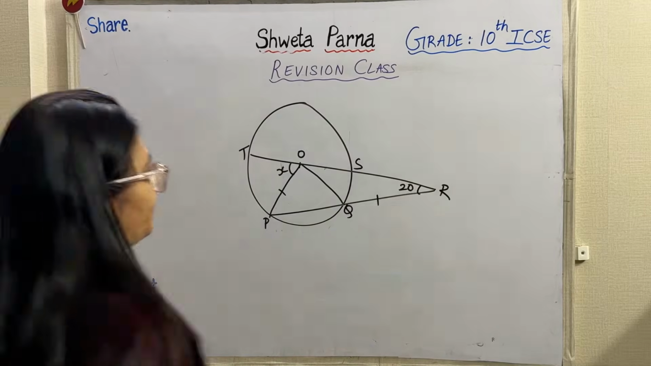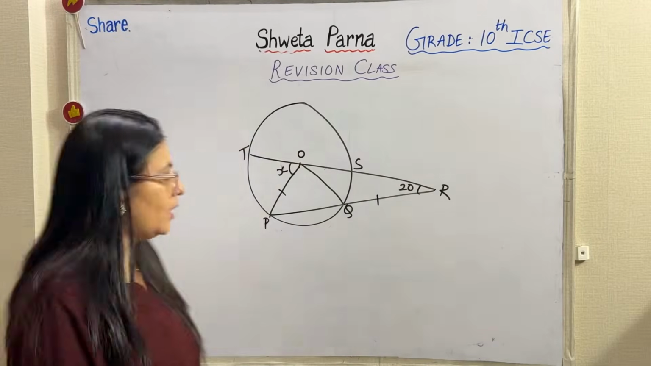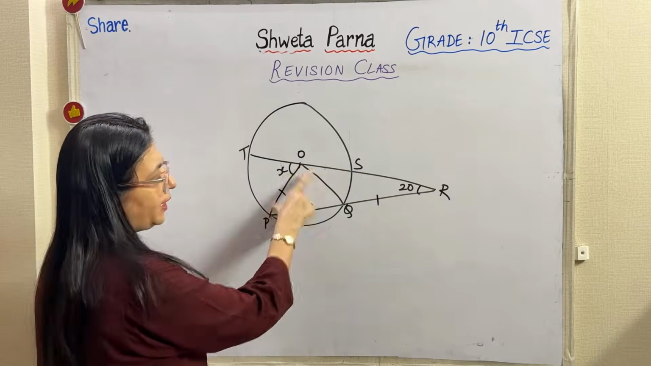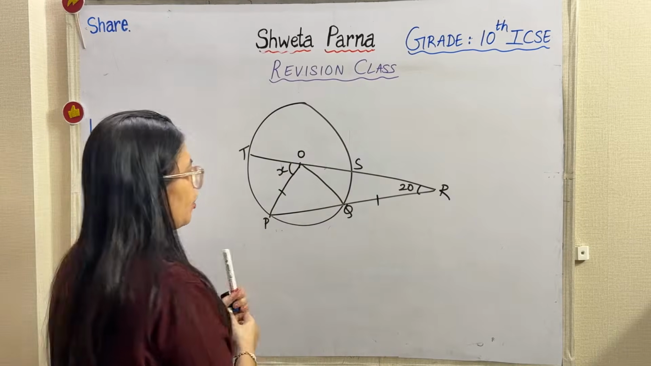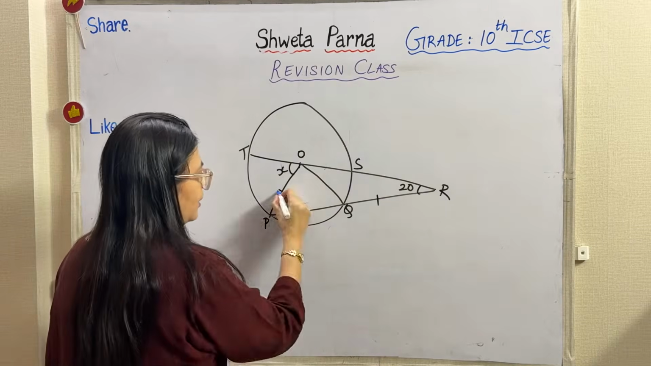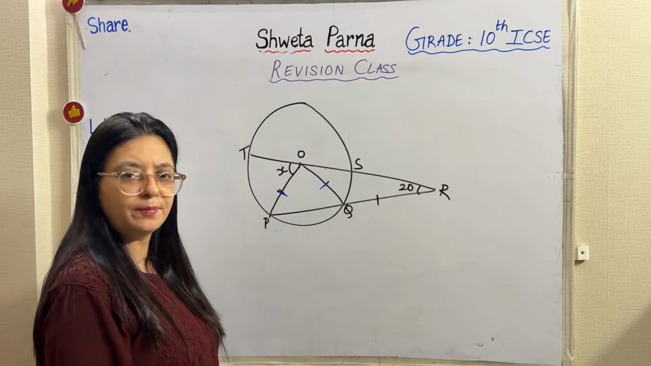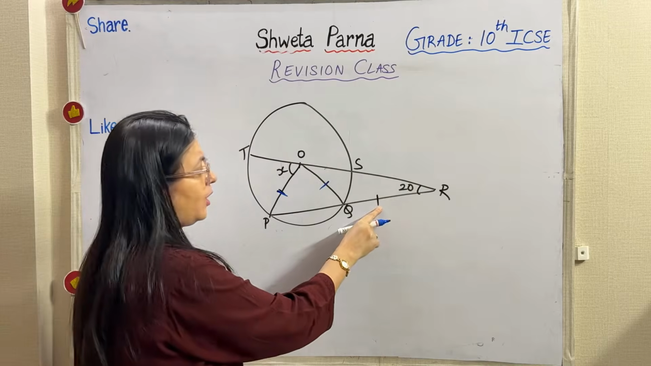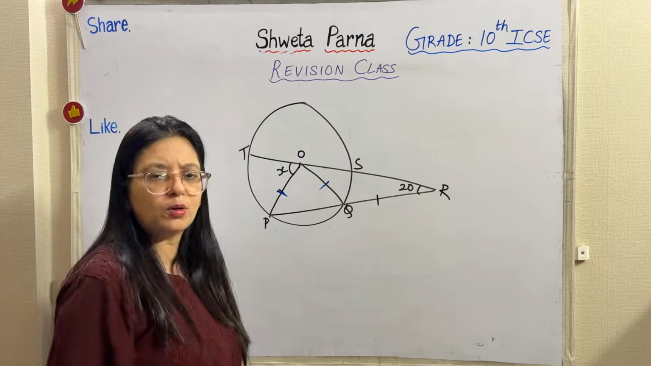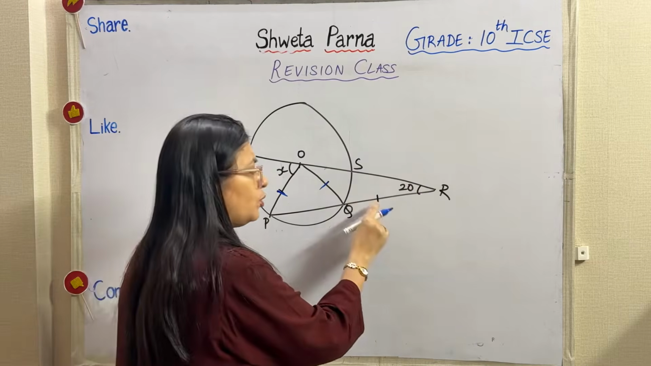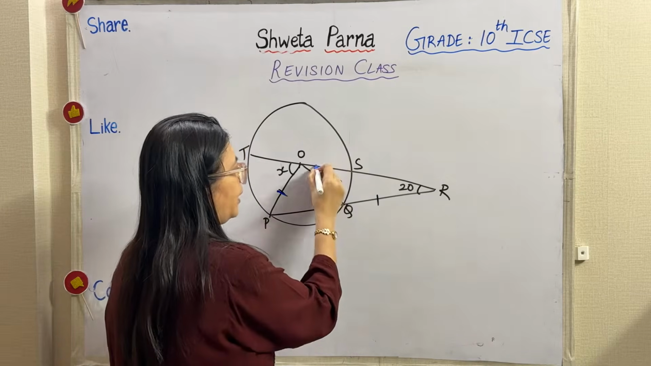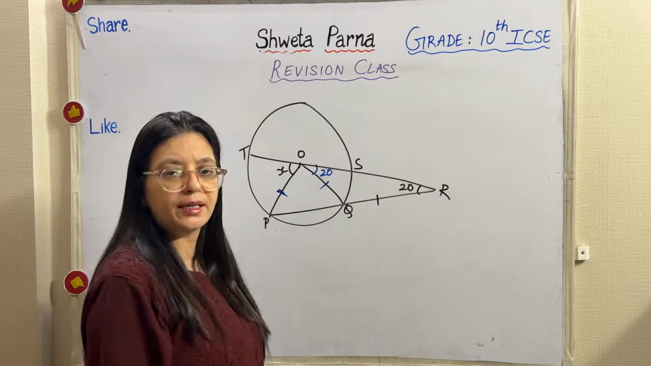Shall I do the sum? See, if you take triangle OPQ, OP is a radii, OQ is a radii. So both these radii will be equal. This side will be equal to this side, correct? But this side is given to be equal to this side. So in short, these two sides will also be equal. So if these two sides are equal, these two angles will be equal. This is 20 degrees, so even this will become 20 degrees.